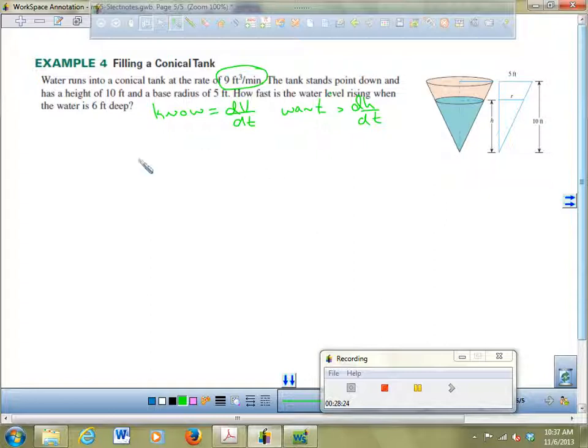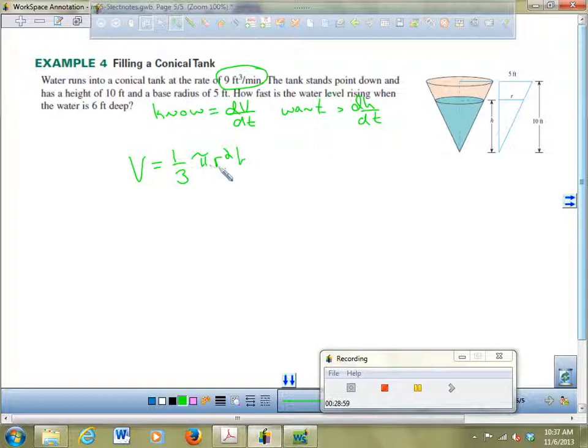So let's just write the formula for the volume of a cone. What's the formula for volume of a cone? 1/3 pi r squared h, right? So unfortunately, I need to find dH/dt, and they give me dV/dt, but they don't give me dr/dt, right? So either I have to know dr/dt, or I have to figure out a way to get rid of that r in my equation, okay?